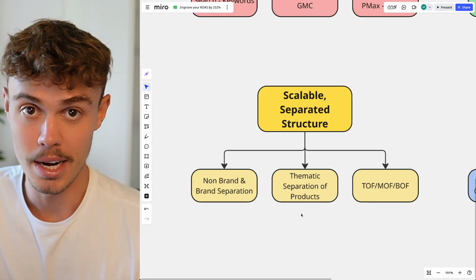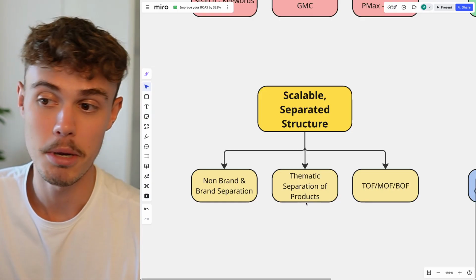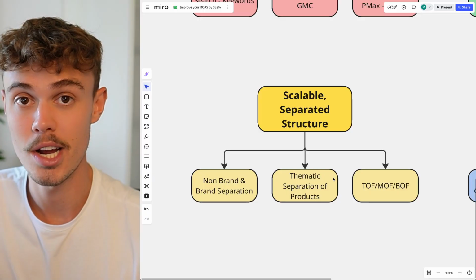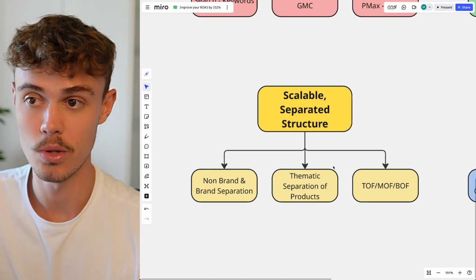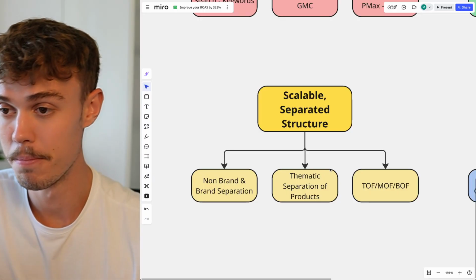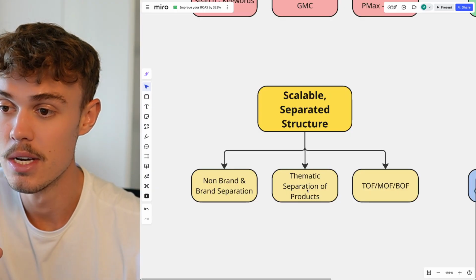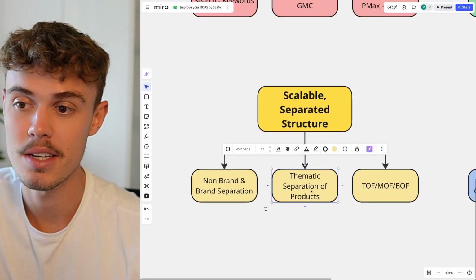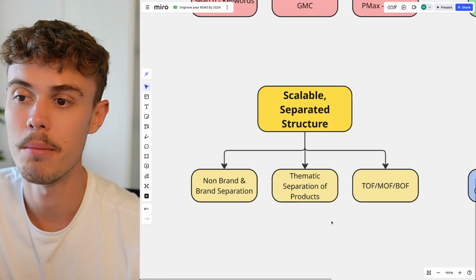You do that through negative keywords mostly, and in PMAX campaigns, you can also do brand exclusions now, which is super helpful, and they help you exclude an entire brand. They usually work pretty well in the PMAX campaigns. So next up, thematic separation of products. So this is another big one in your campaigns.